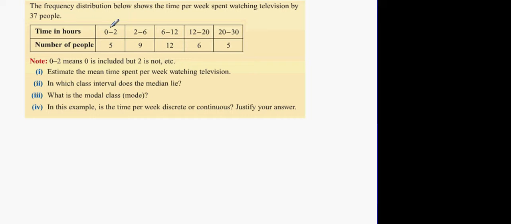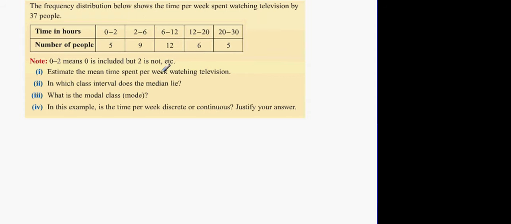The first one is how many people watched 0 to 2 hours of TV. 5 people did. 2 hours to 6 hours, 9 people did. So that's what we're looking at here. 0 to 2 means 0 is included, but 2 is not. So for instance, 2 to 6 means 2 is included, but 6 isn't.